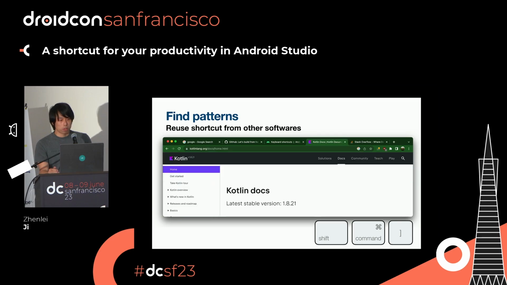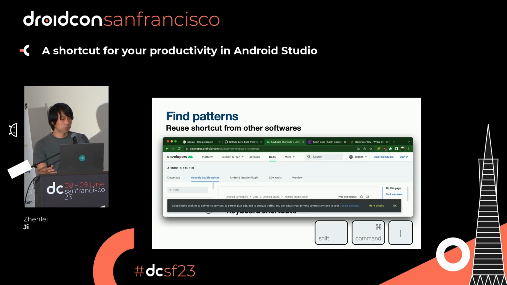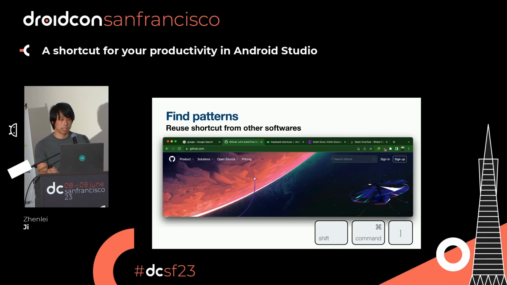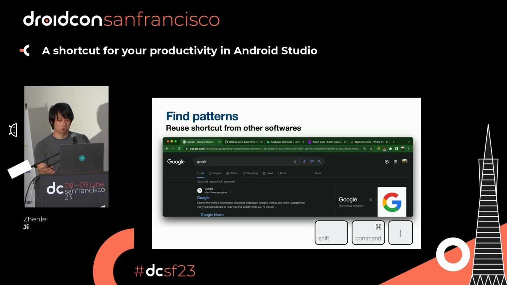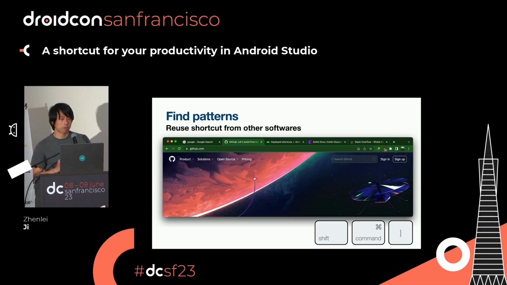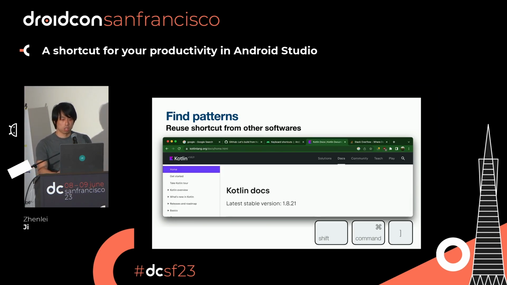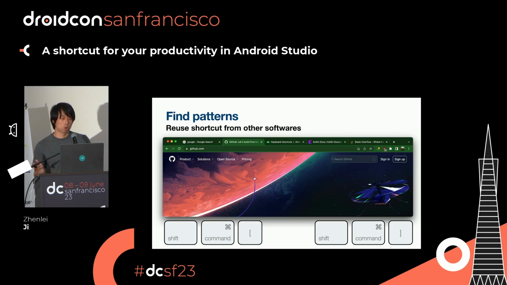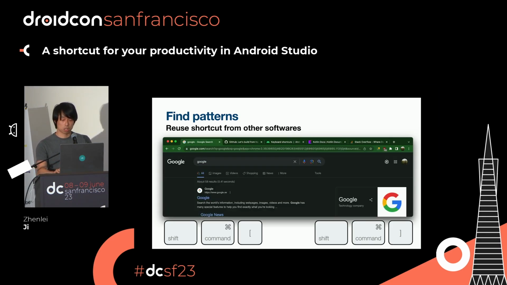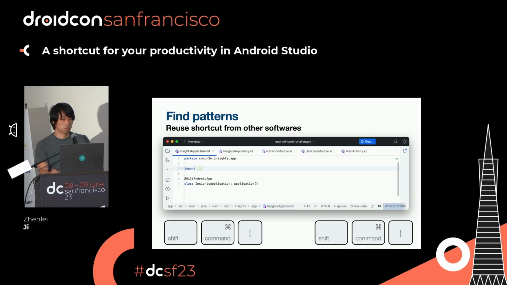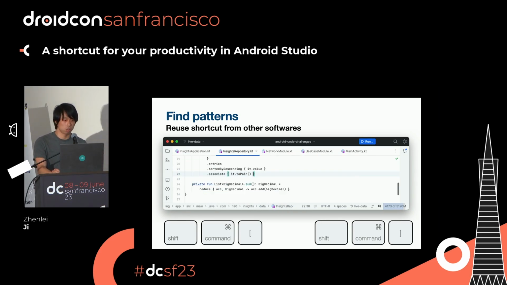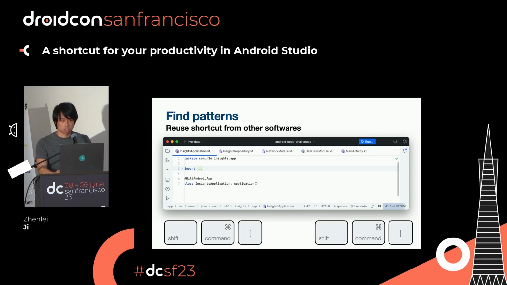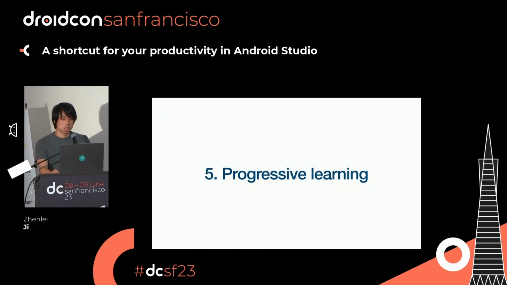And the other point is find patterns. Like use shortcuts from other softwares. Like if you go to Chrome and use the shift command, close bracket, they will navigate forward between tabs. If you use the open bracket, they will go backward. These shortcuts are the same in Android Studio. So you can always learn all the shortcuts from other tools, other software, and use them in Android Studio, or is exchangeable, not always.